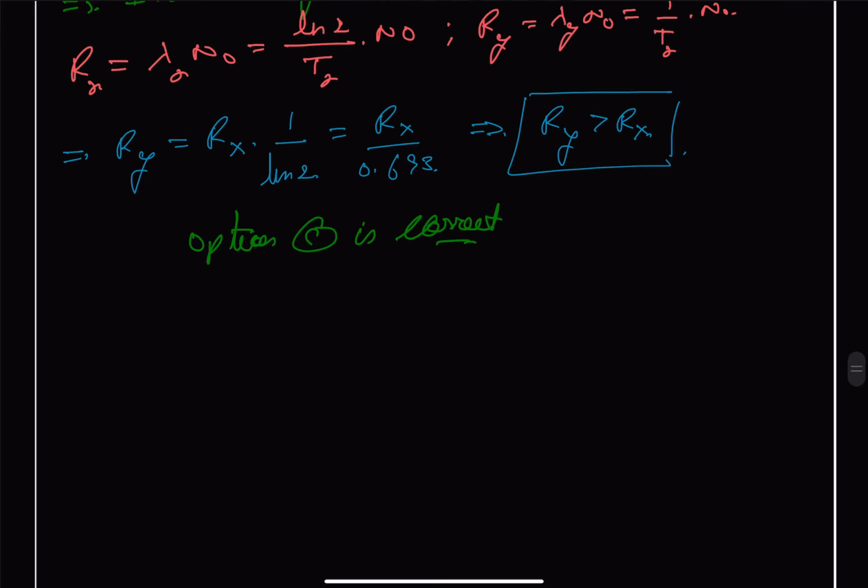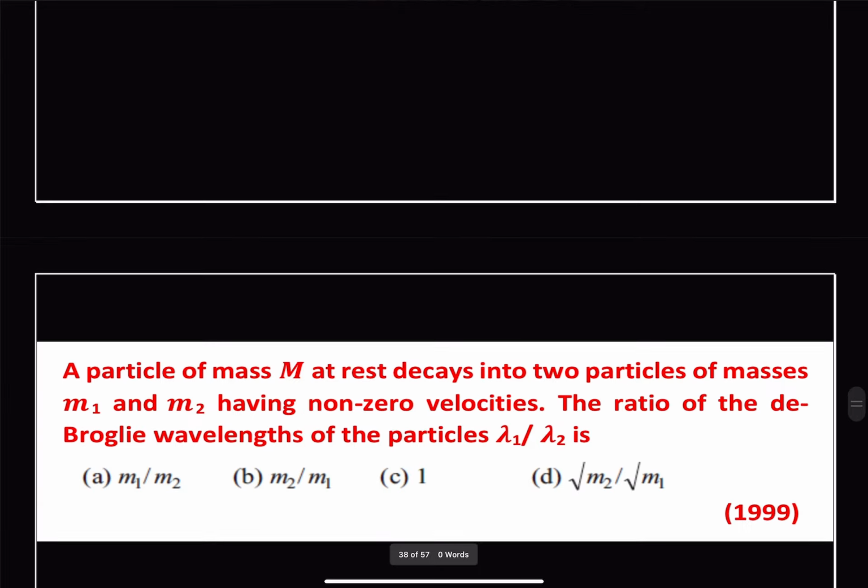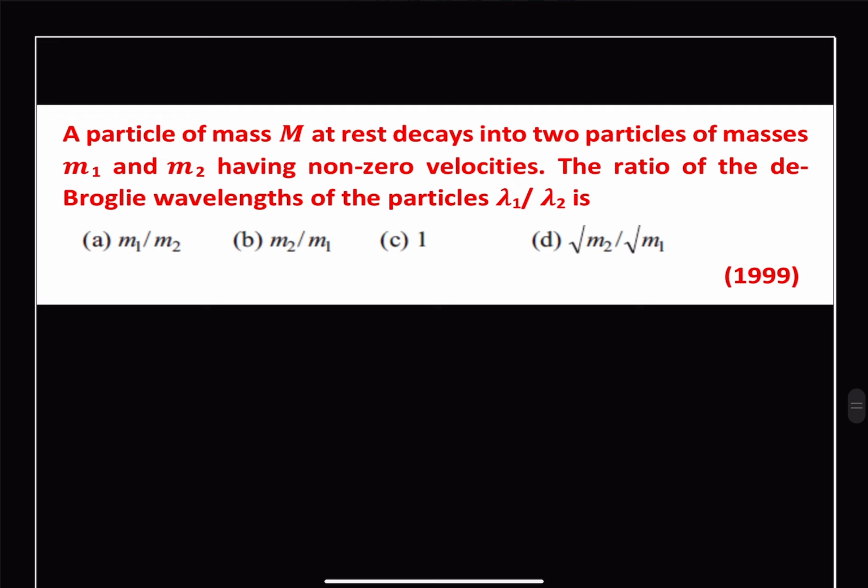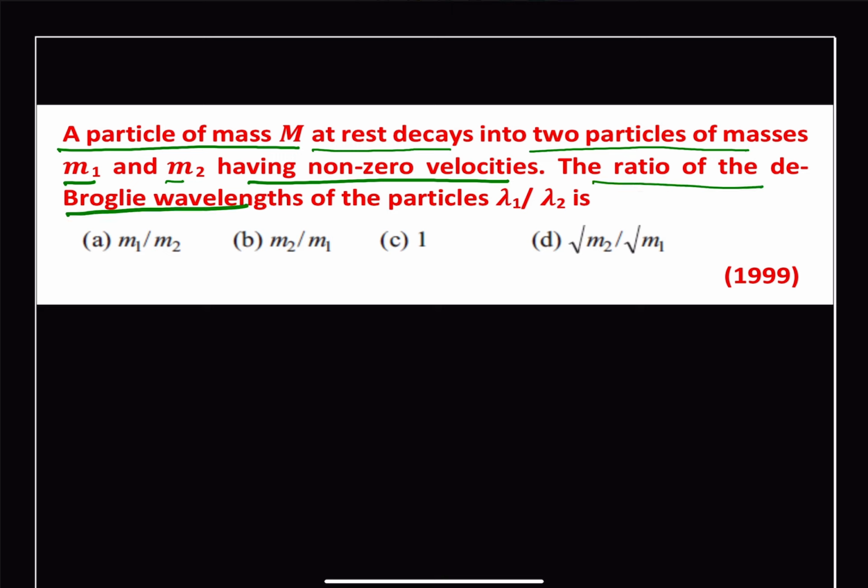Next question. It states that a particle of mass M at rest decays into two particles of masses m1 and m2 having non-zero velocities. The ratio of their de Broglie wavelengths, lambda 1 and lambda 2, is?